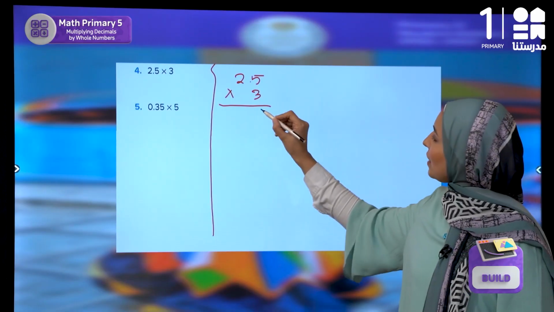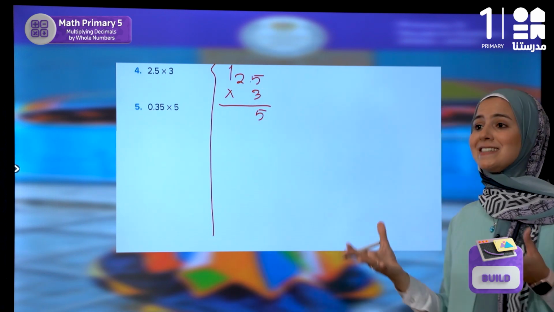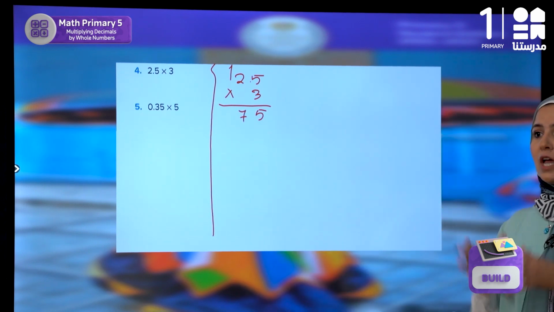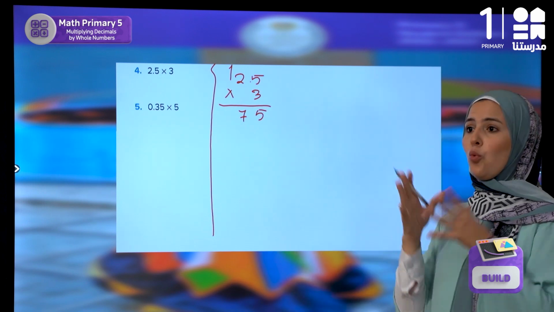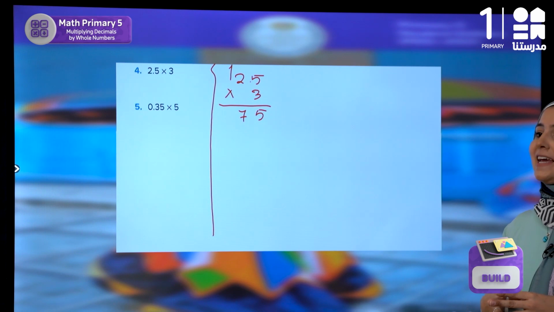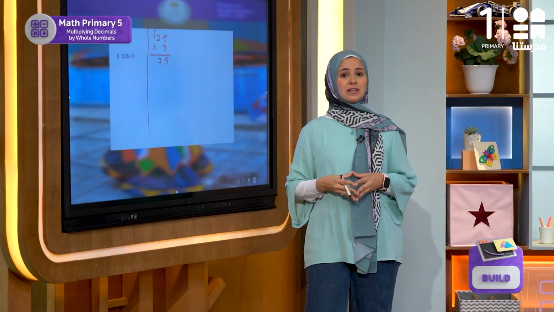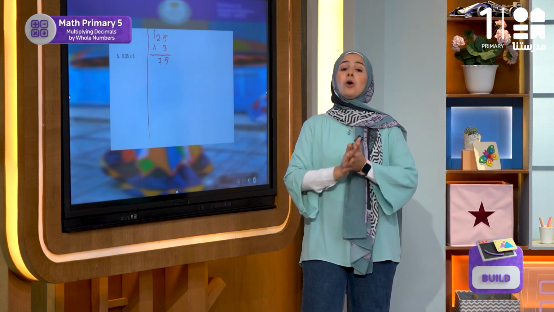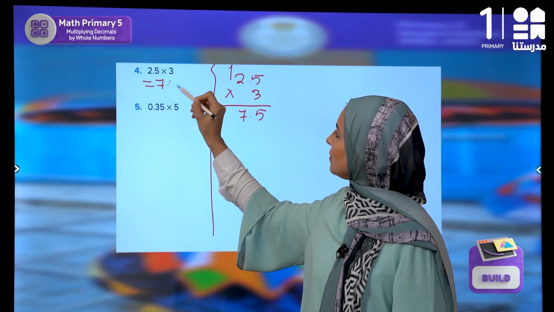Now 3 times 5, this is 15. And then 3 times 2, this is a 6. And then we add 1, it becomes what? 7. Now don't forget one thing, which is what? The decimal point. We're not going to forget the decimal point in its place. So here it's 1 number after the decimal point, 1 number after the decimal point. By that, we get the same exact answer we got from the models. So can we write the answer down here? Yes, it's 7.5.